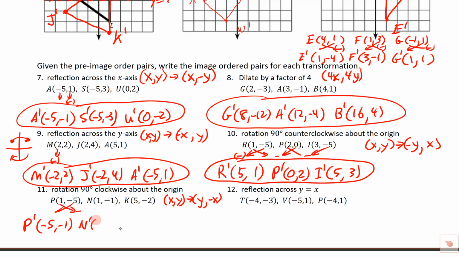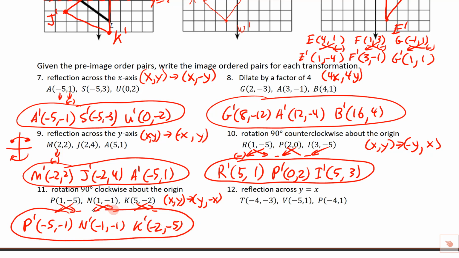And N prime here, again, if you've got to draw the lines, that would be totally okay. So we're going to have a negative 1 here, and that would be a negative 1. And then for K prime, again, multiplying here, that's the one that changes, so that's going to be a negative 5, and of course that stays exactly the same. So we're going to end up with a negative 2. So there are the 3 new points with that prime notation right there.